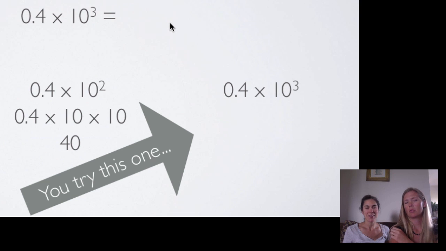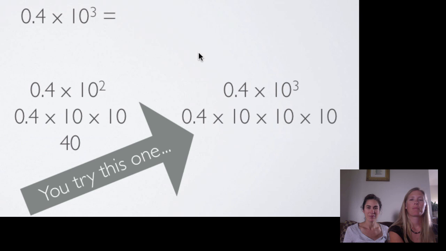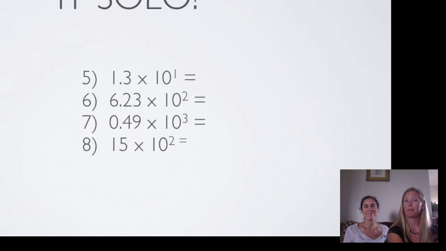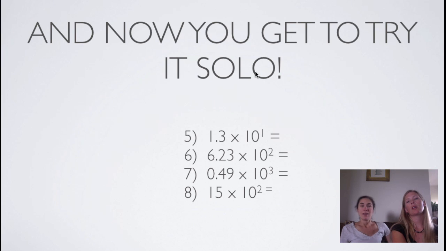Okay, so again, I'm just sort of stretching it out first. So 4/10 times 10 times 10 times 10, which is 3 zeros, which means we're moving our decimal 3 places. 1, 2, 3, which is where this number 400 comes from. So now you get to try some solo, and I have a mixture of decimals, and I have a mixture with a whole number. So go ahead and number these 5, 6, 7, 8, and try them in your journal, and we will check them out tomorrow. Good luck.